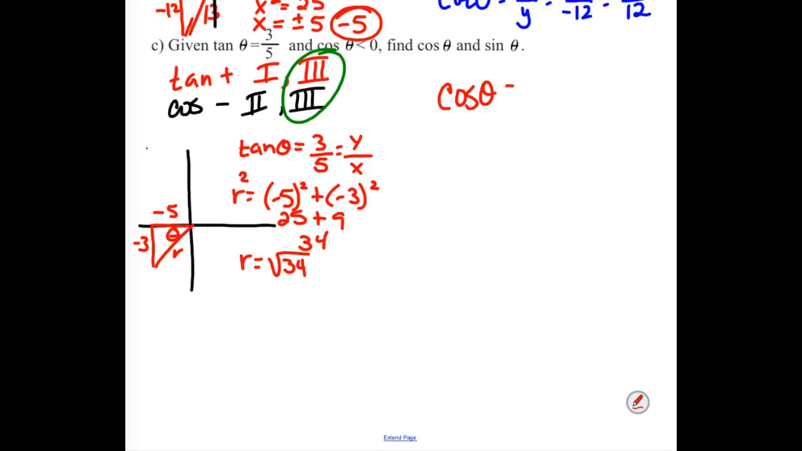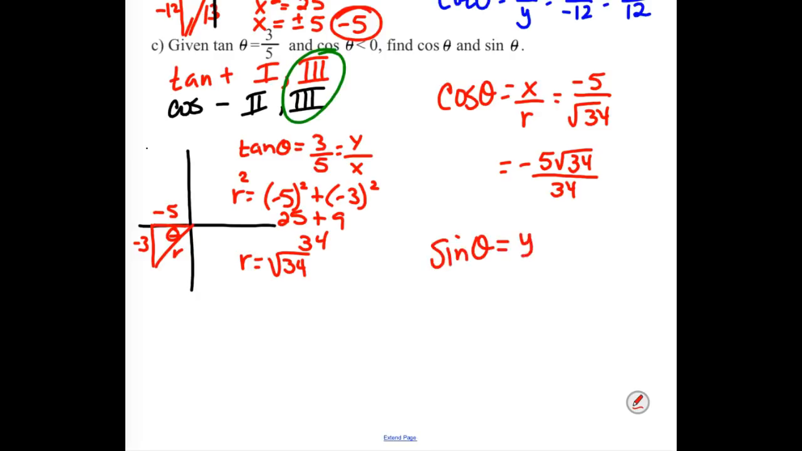All right, so cosine is x divided by r. X we said was -5. R is the square root of 34. Rationalized, we would have -5 root 34 divided by 34. The sine is y divided by r. In this case, sine would be -3 divided by the square root of 34, or again rationalized, -3 root 34 divided by 34.